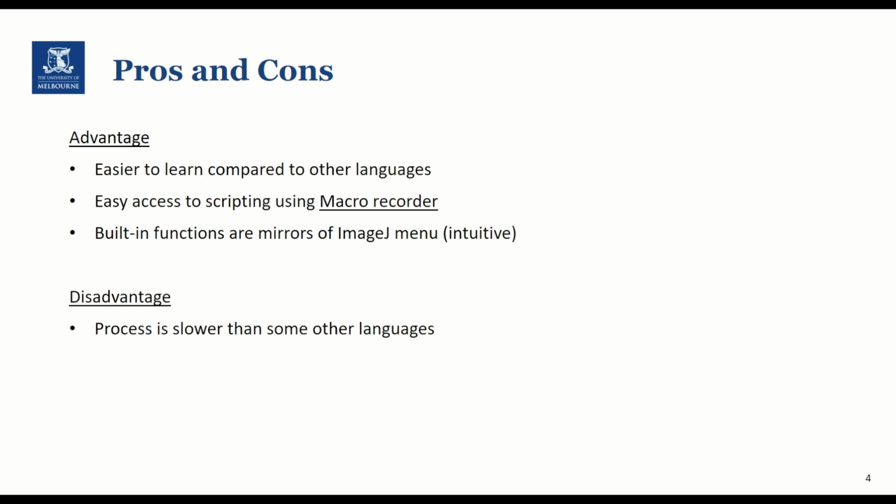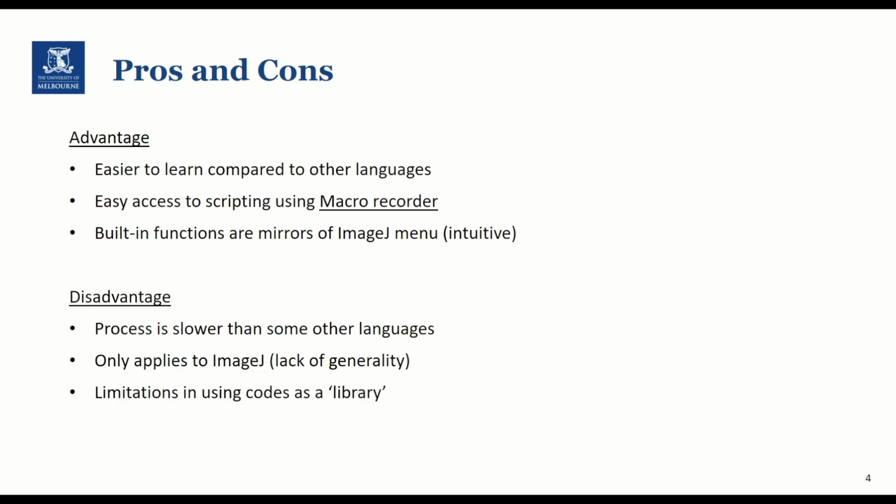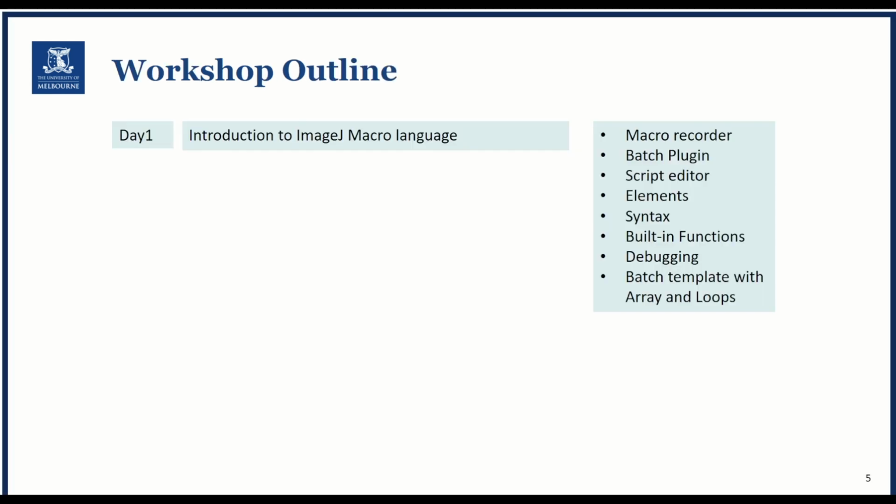Also, this language can be used only in ImageJ, unlike a general language like Python. Also, this language doesn't support libraries and is limited in implementing real-time interactive input. Regardless of these downsides, the macro language is still a very handy tool when it comes to bioimage analysis using ImageJ. So let's start on day 1, Introduction to the ImageJ macro language.